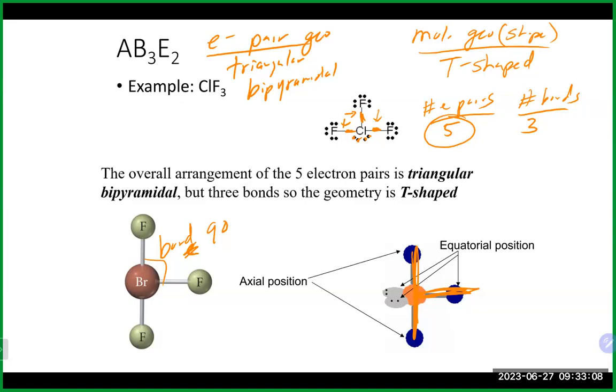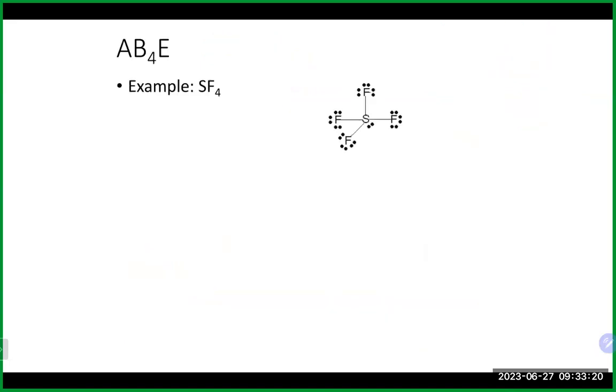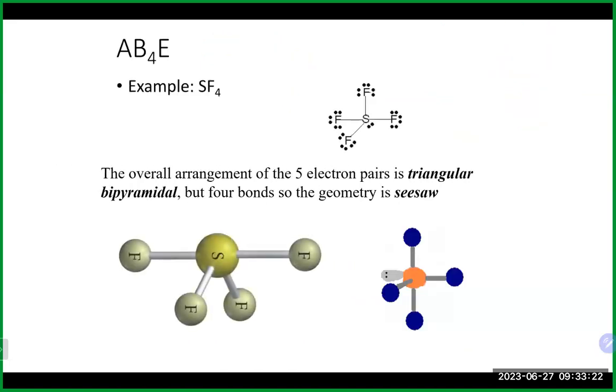Questions on that one? All right, so I have a few more to go, so we're going to finish up the last few here. The next one that we have is still 5 electron pairs, but we've got an extra bond in there, so we're going to have 4 bonds in this case. So number of electron pairs, 1, 2, 3, 4, and 5. Number of bonds, only 4 in this case: 1, 2, 3, and 4 bonds.